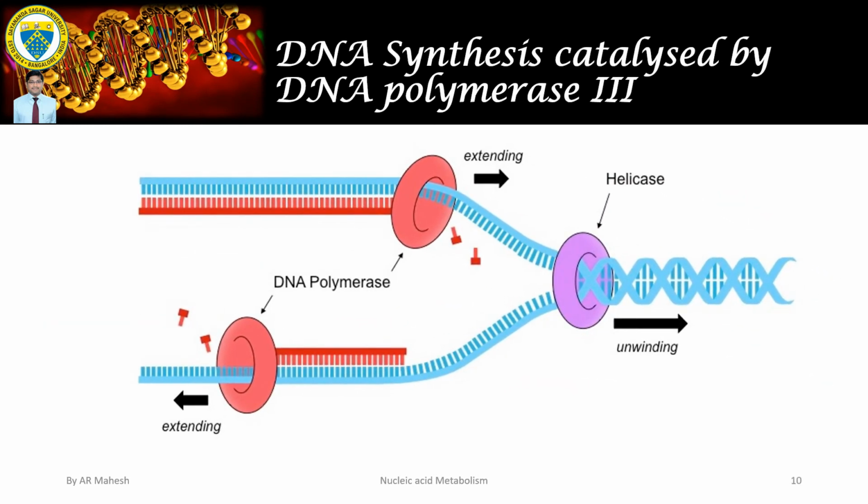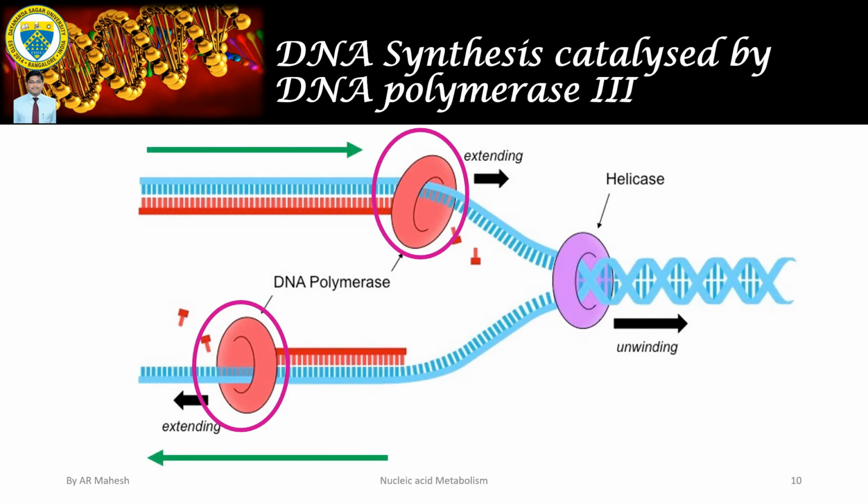The synthesis of a new DNA strand, catalyzed by DNA polymerase 3, occurs in 5' to 3' direction. This is anti-parallel to the parent template DNA strands. The synthesis of two new DNA strands simultaneously takes place in the opposite direction.